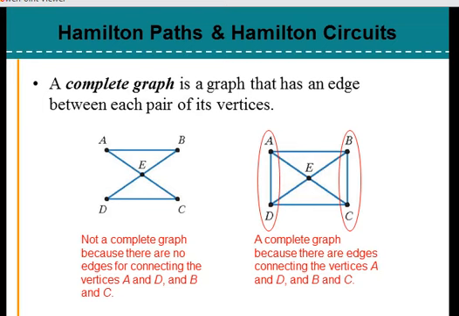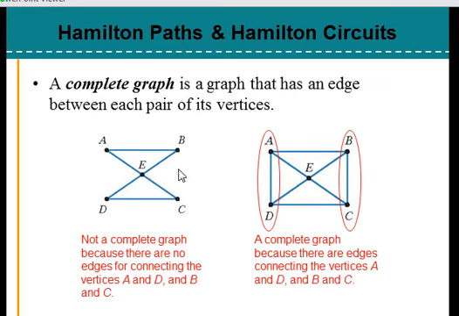The next thing we need to discuss is what we mean by a complete graph. A complete graph is a graph that has an edge between each pair of its vertices. A complete graph is a graph that has an edge between each pair of its vertices.